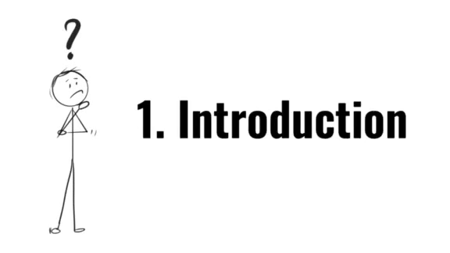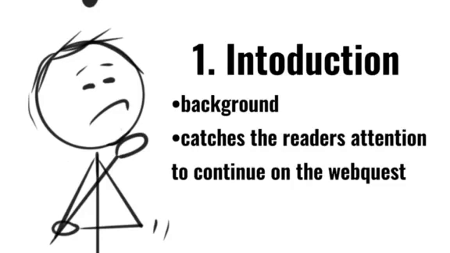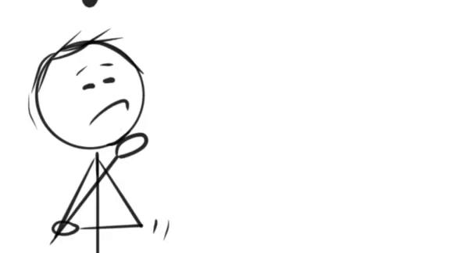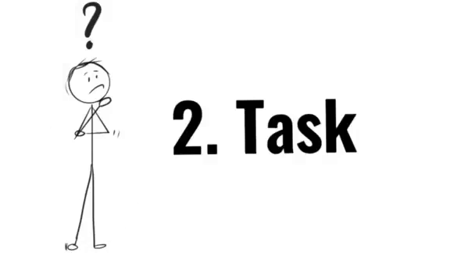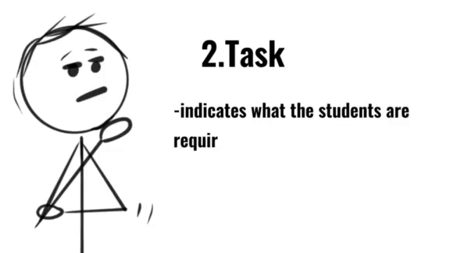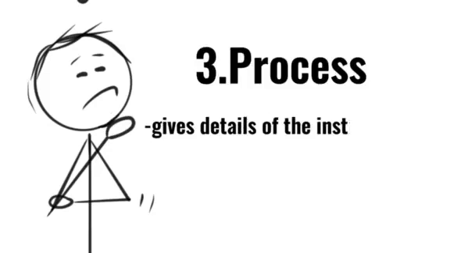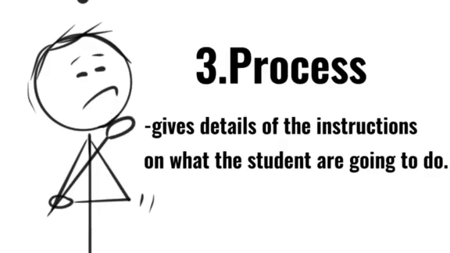Now, there are 5 basic parts of a web quest. Number 1. Introduction. The introduction provides the background of the web quest. It catches the reader's attention to continue on the web quest. Number 2. Task. The task indicates what the students are required to do. Number 3. Process. The process gives details of the instruction on what the students are going to do. It also includes the links to the different resources in the web.